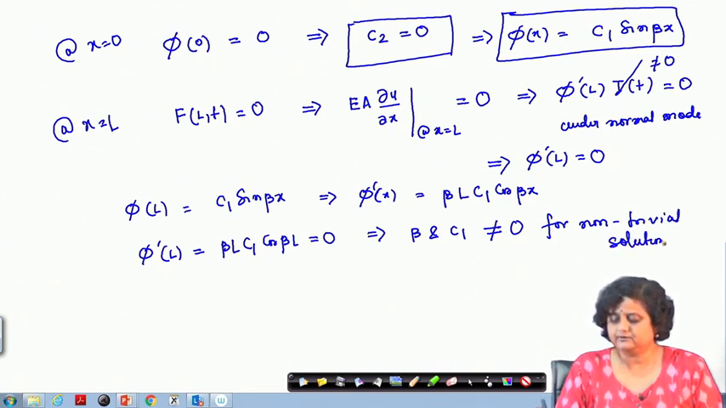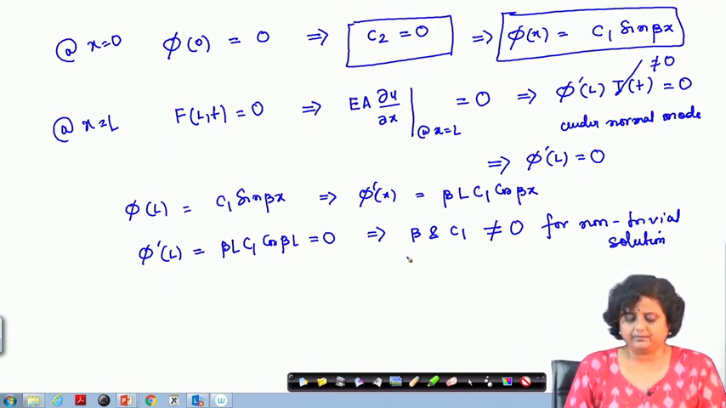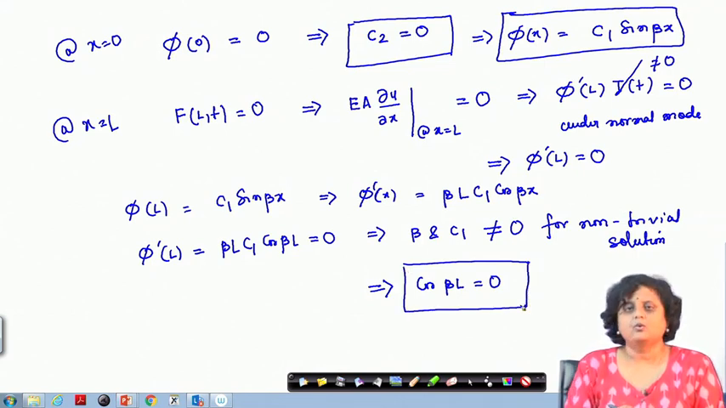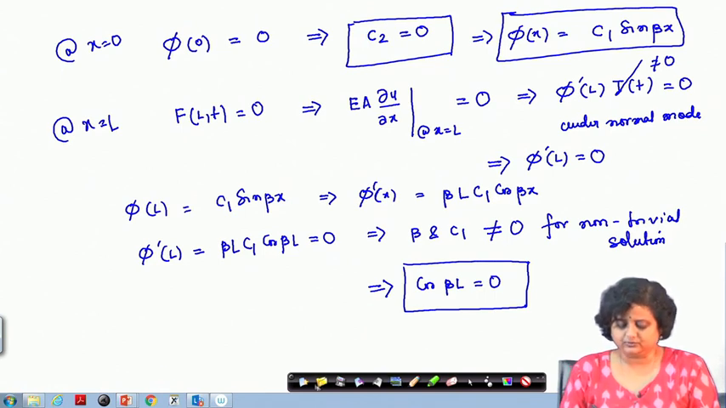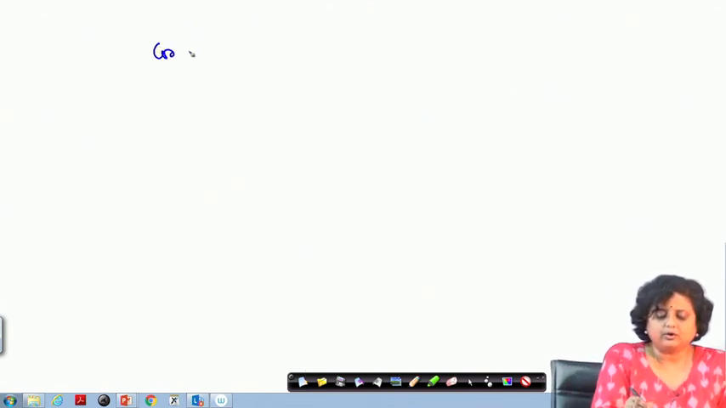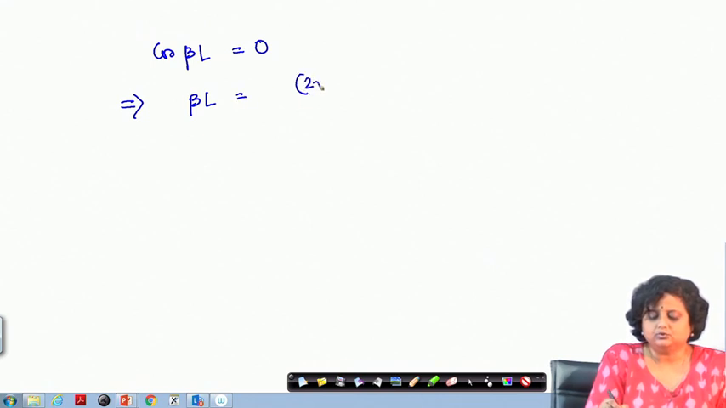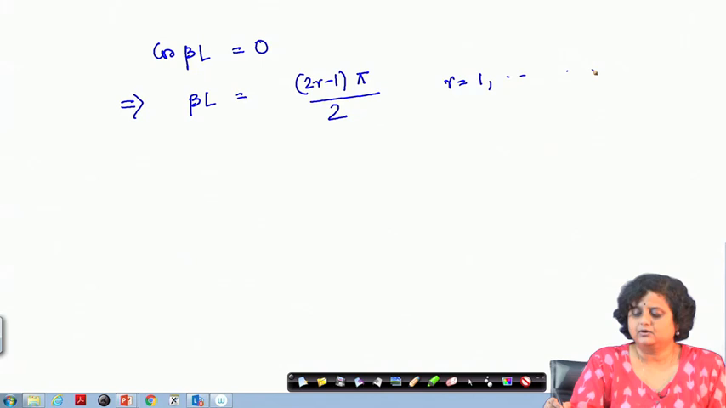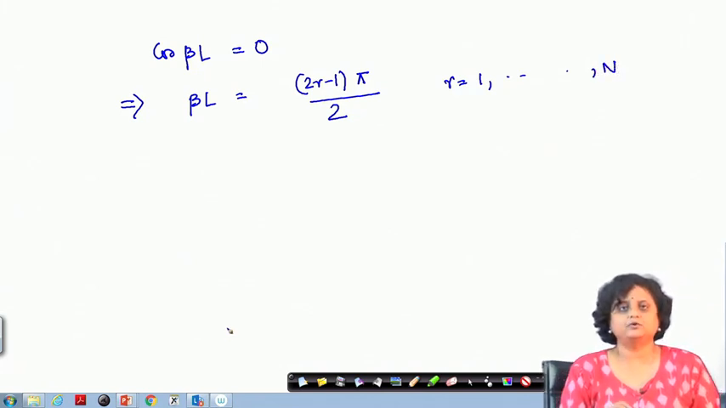So, for a non-trivial solution, my beta and C1 cannot be equal to 0. Therefore, the only option left is cos beta L is equal to 0. Now, we have to see what makes cos beta L equal to 0. So, cos beta L is equal to 0 can happen when beta L is equal to (2r minus 1) pi by 2, where r is any integer value, all possible integer values.